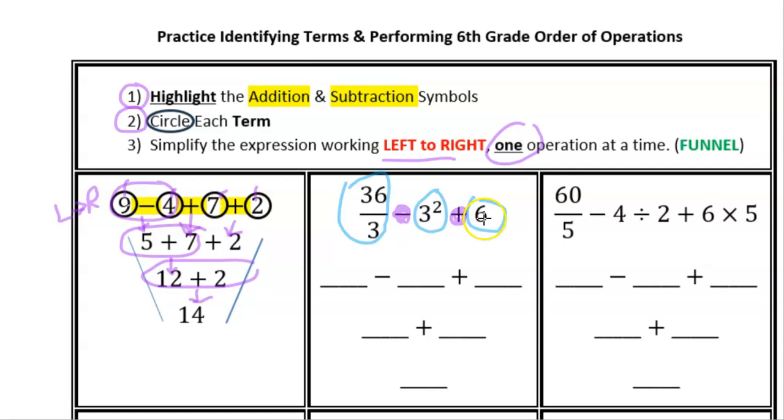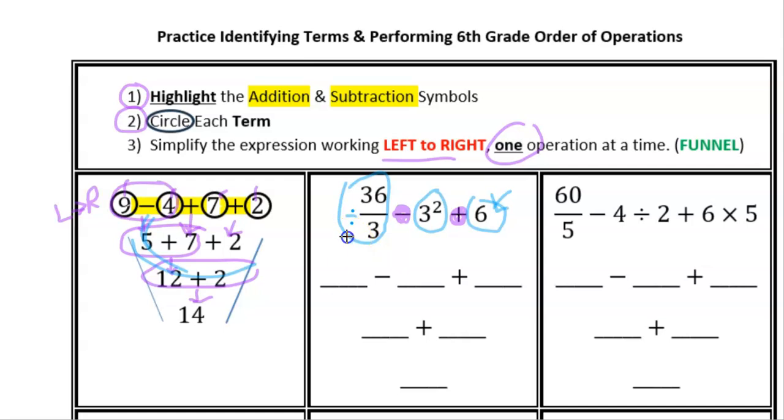When you look at these terms, this one right here is simplified and ready to go, but these are not. These are a little more complex because they have math going on. They have an operation inside the term. This operation is division, and this operation is squaring. So what we need to do next is we need to simplify each one of these before we can start our addition and subtraction like we did over here.